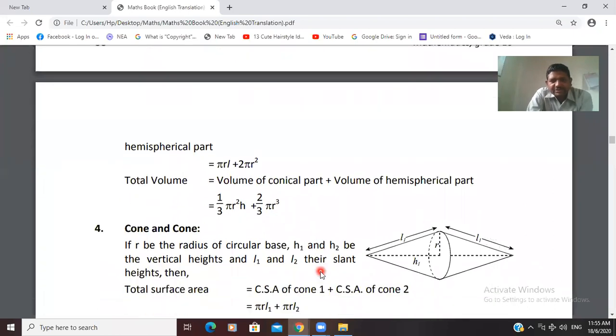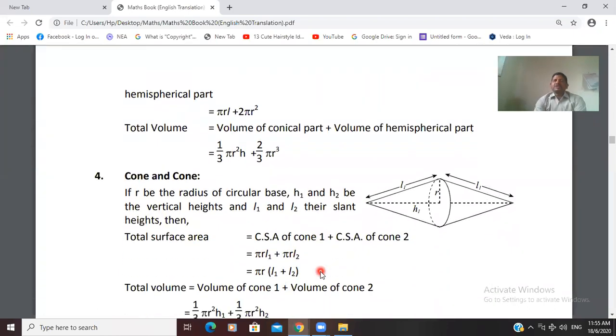Now the fourth figure that you can see on your screen is a combination of two different cones. We can combine two equal cones also, but we can combine two different sizes of cone also. But their circular base must have the same radius. Two cones can be combined only when their circular base is the same. But if slant height and vertical height are different, then also no problem. So we have taken two cones of different height and slant height. The first cone has slant height L1, vertical height H1. The second cone has slant height L2 and height H2.